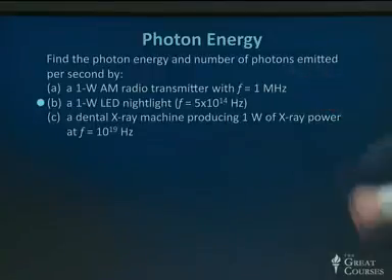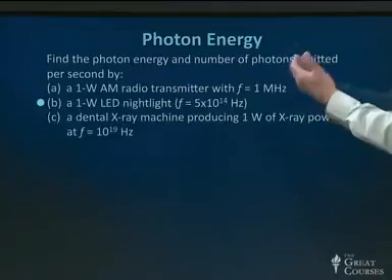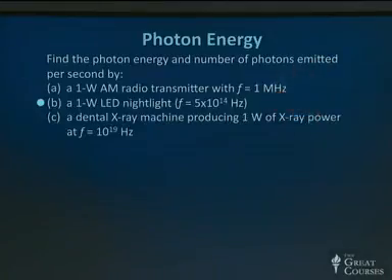A 1-watt LED is a light-emitting diode. We'll see a little bit later how they work. They're a quantum device. And their frequency is a frequency in the visible light range, about 5 times 10 to the 14 hertz. That is consistent with the frequencies I showed you on that data from the photoelectric effect. And finally, a dental X-ray machine producing a watt of X-ray power. Typical X-ray frequency is on the order of 10 to the 19 hertz.